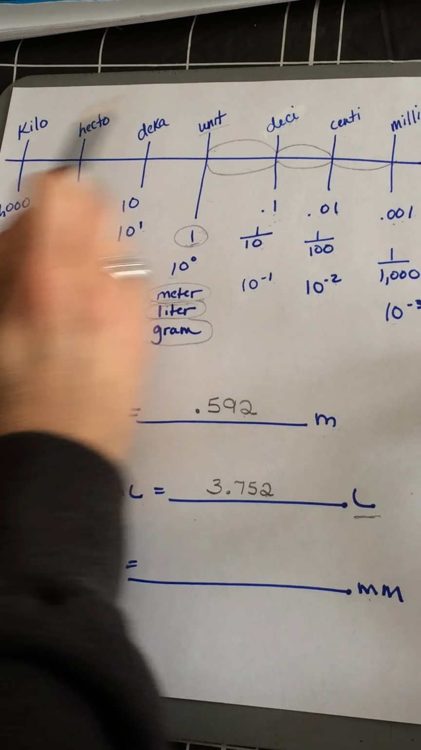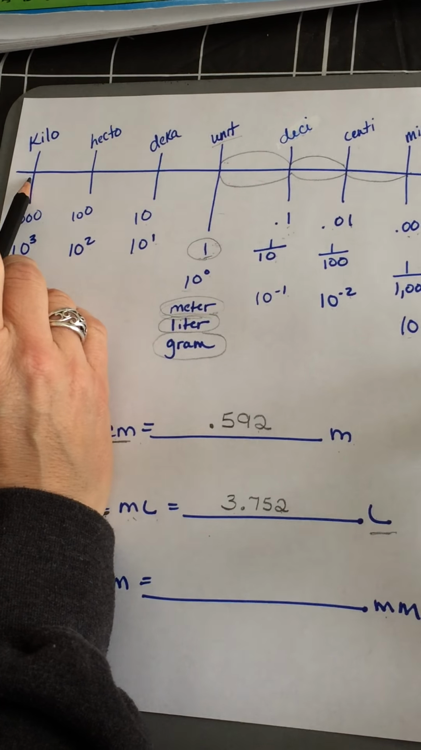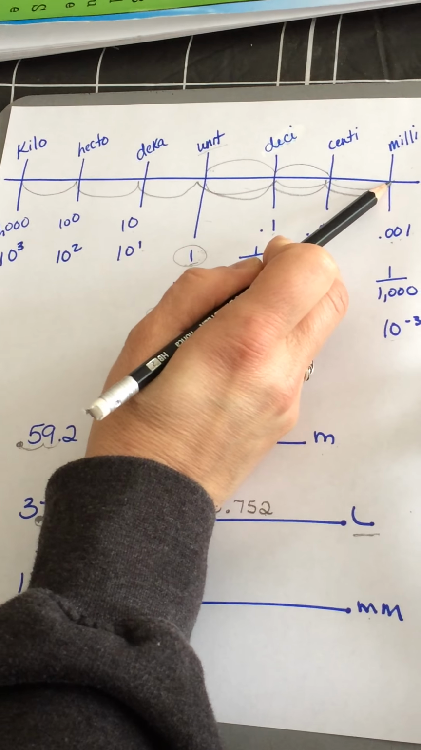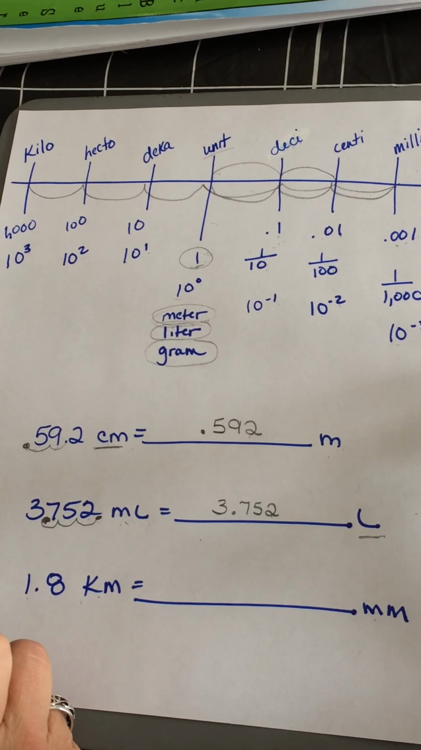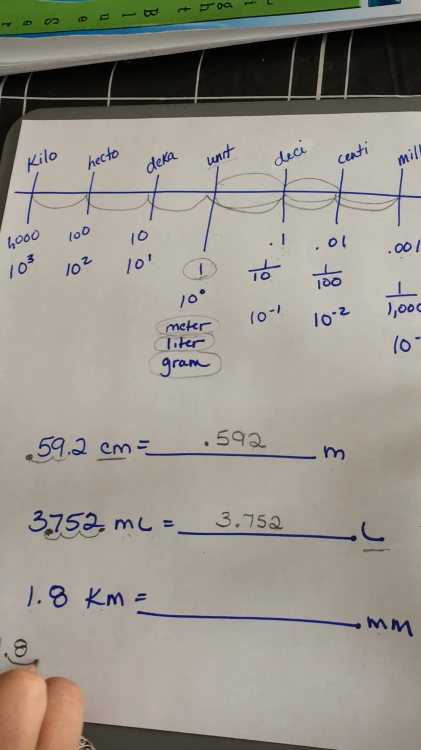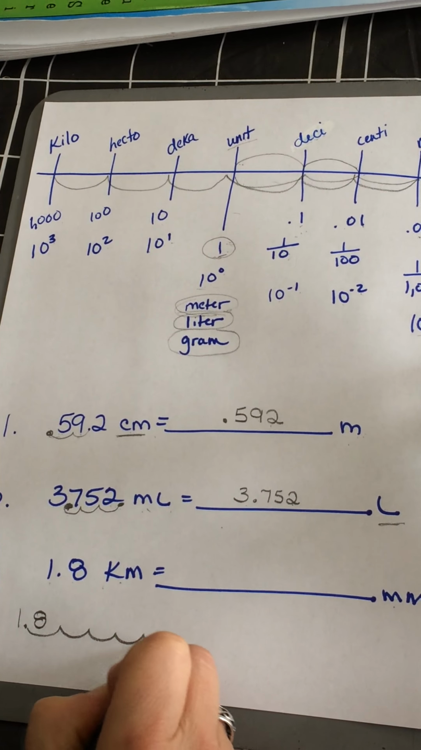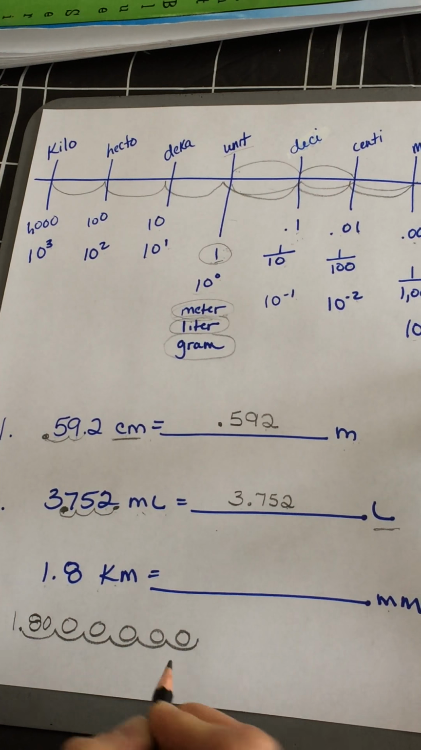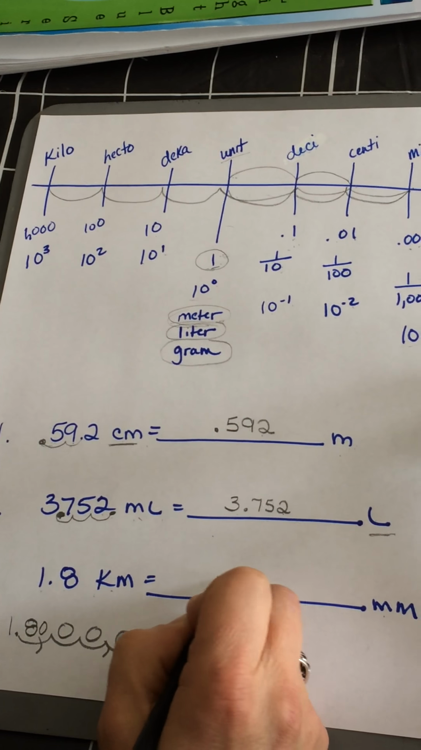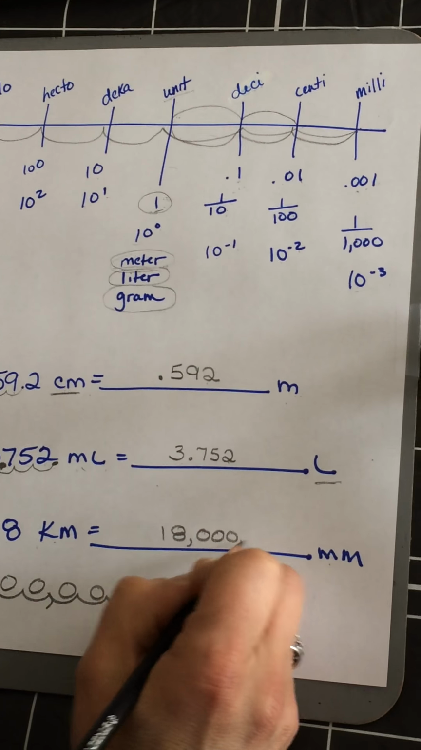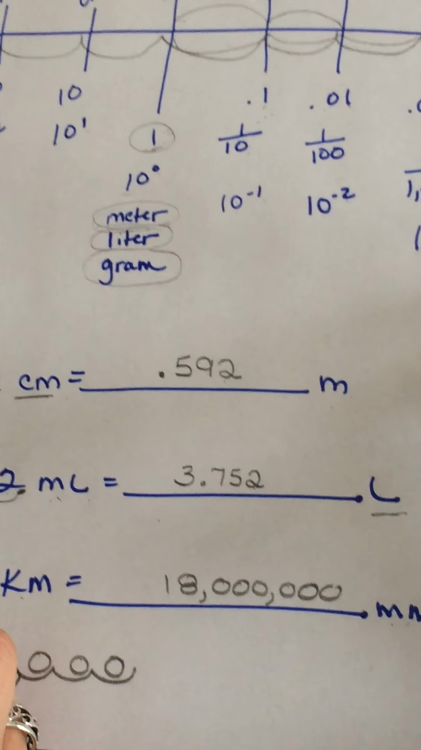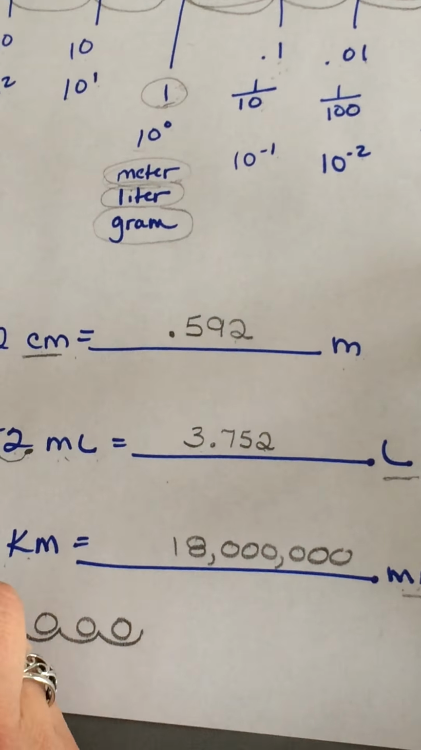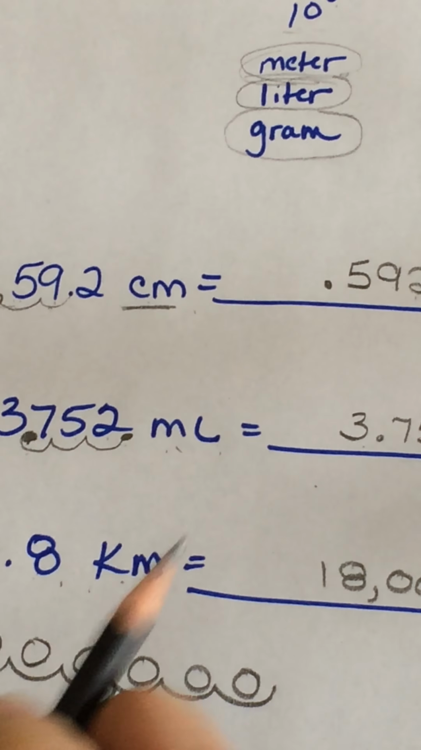I'm going from a larger unit to a smaller unit. So I start here at kilometers, and I want to end up here at millimeters. So I'm going to go 1, 2, 3, 4, 5, 6 to the right. So I want to do the same with my decimal. I'll rewrite that, and I'm going to go 1, 2, 3, 4, 5, 6. Fill in my zeros, and I end up with 18 million millimeters in a kilometer, which makes sense because remember, millimeters are very tiny, so you're going to need a lot of them to fill in your kilometers. Okay? So I hope that helps.